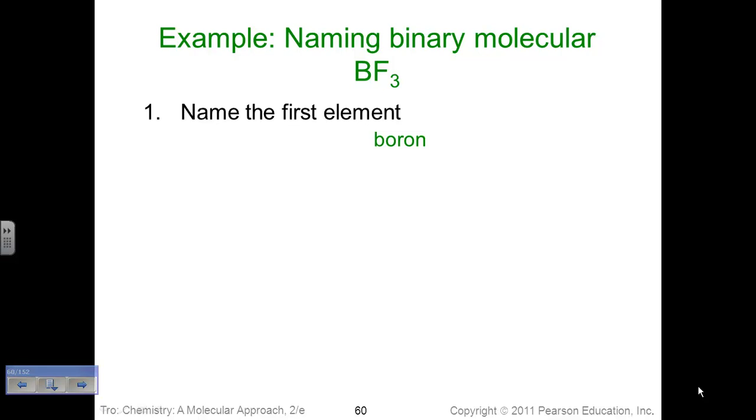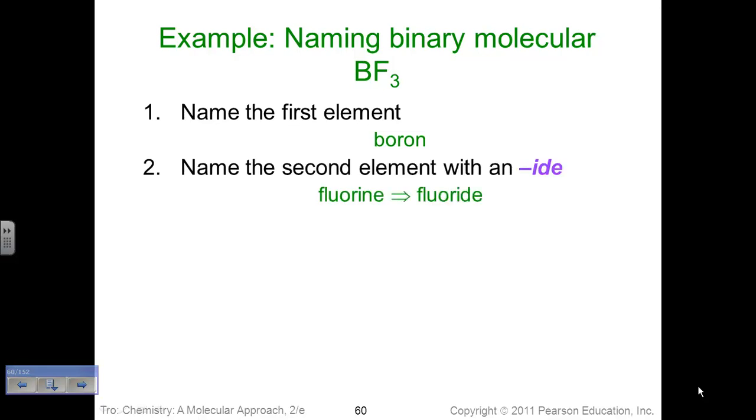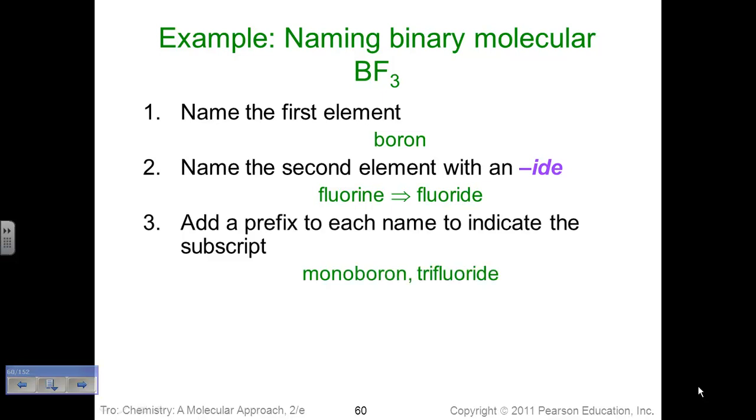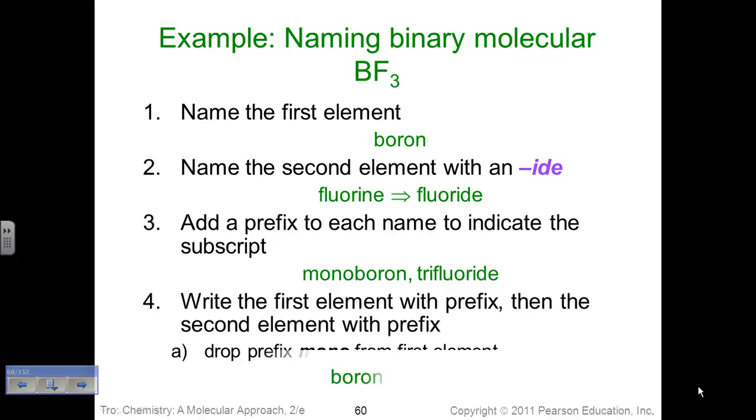Now we name the second element, but I'm going to hear the ide. The name of the element fluorine turns to fluoride. Let's put on the appropriate prefix to tell us how many there are. Monoboron trifluoride, simply put, becomes boron trifluoride, dropping the prefix mono. Now remember, that's only for the first element, and any other subscript must be there in presence of a prefix there.